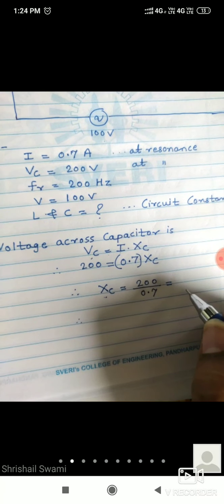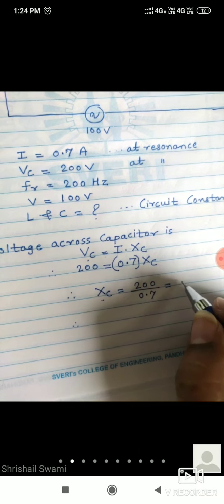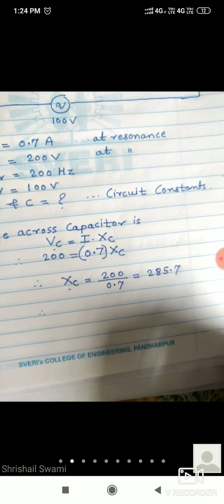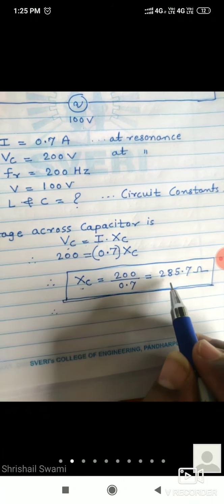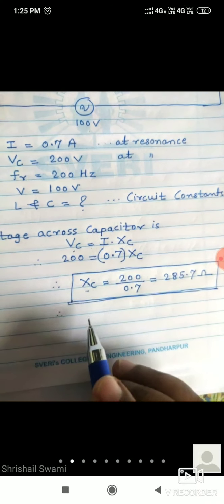So what is the XC again? XC म्हणजेच काय असतो? Okay, that you can keep as it is. Suppose what is XC? Okay, what is the answer? XC, tell me. 285. 285.7 बरोबर आहे. Okay, that is ohm. So you can put in a box. XC is equal to 200 divided by 0.7, that is 285.7 ohm.